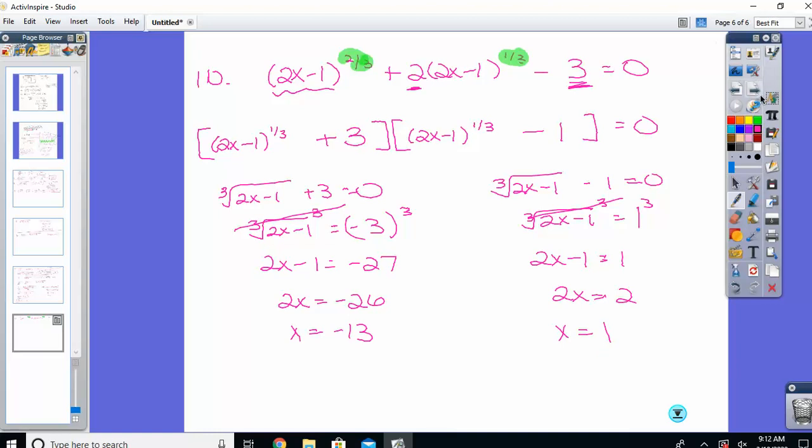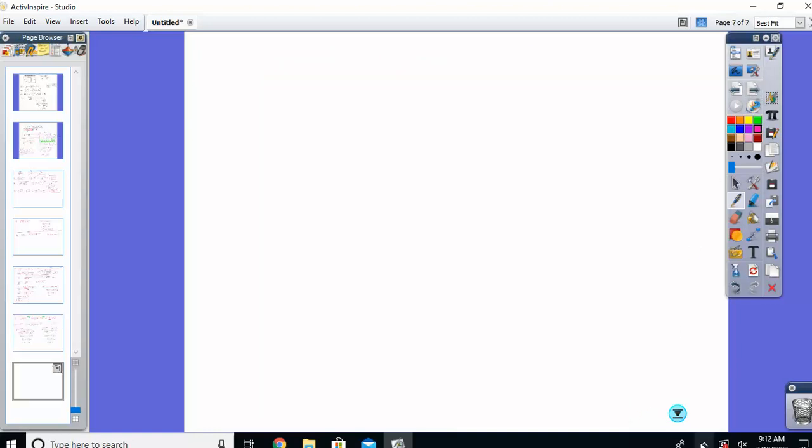Are we okay with page 1? Let's go to page 2. So problem 11.